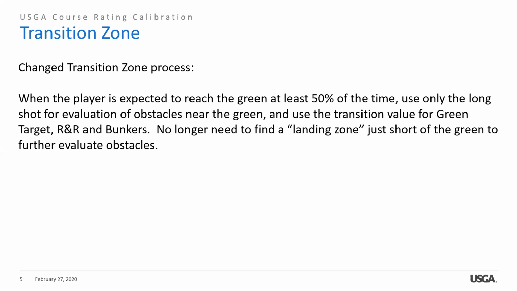So in the past, and someone needs to correct me if I'm incorrect on this one, you would basically take that full shot and then one shot short and then average the difference on those. Whereas now, if we're going to reach it at least 50% of the time, then we're just not going to worry about the averaging. We're going to find the lateral value, or the crossing value, or I guess the lateral would be more applicable, based on that approach shot in. So let's say it's 180 yards or whatever.